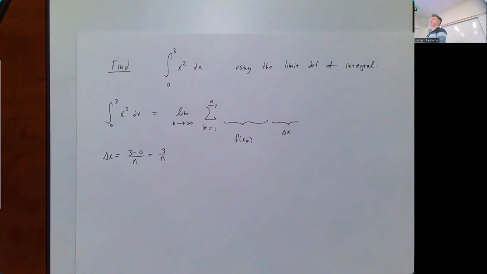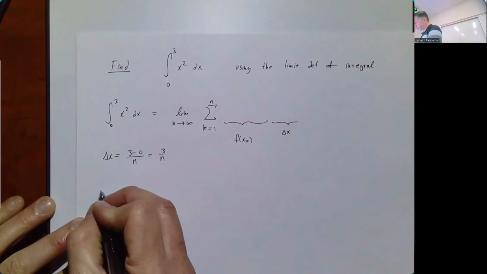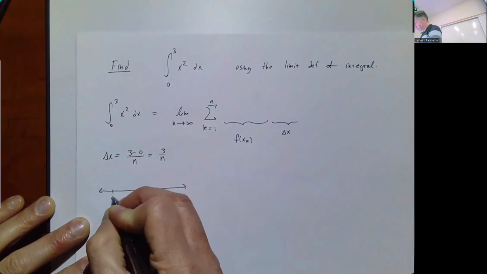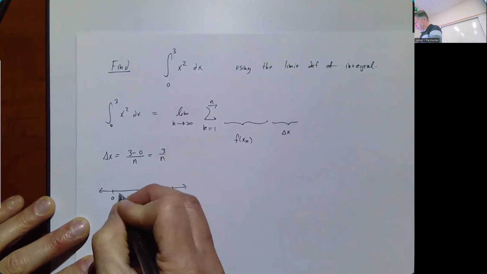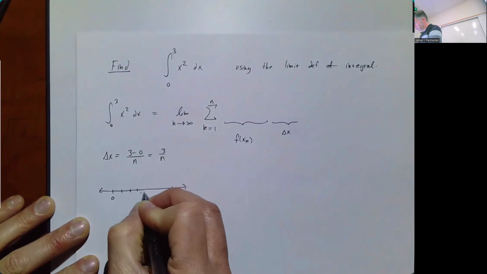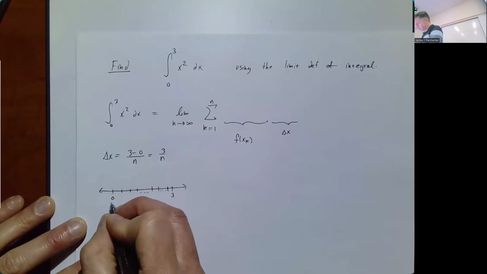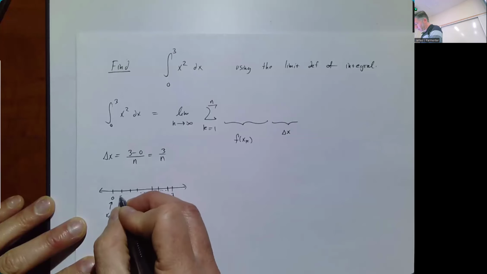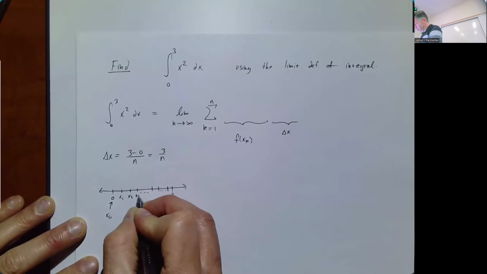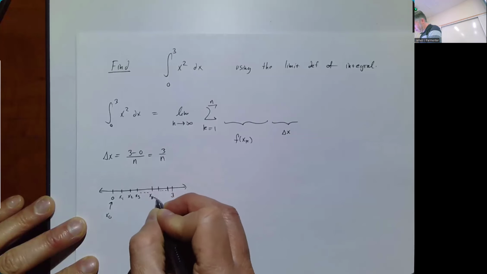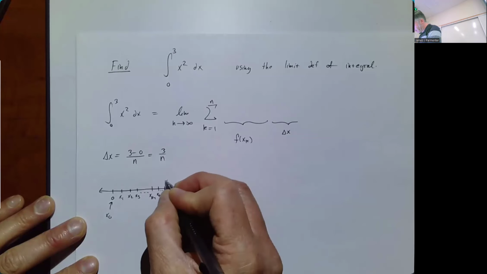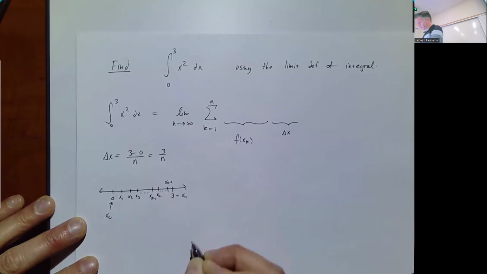I really don't love memorizing the formula for x sub k. It's just maybe a personal bias. I don't know. I like writing it down and figuring it out. I like drawing my interval from 0 to 3 and breaking it up into n little subintervals. So there's x sub 0, x sub 1, x sub 2, x sub 3, x sub k minus 1, x sub k, x sub n minus 1, and x sub n.